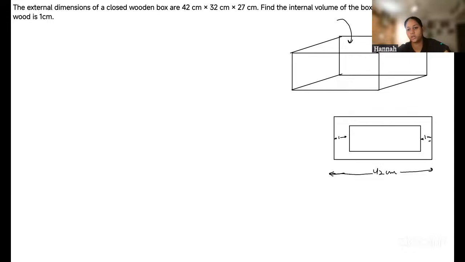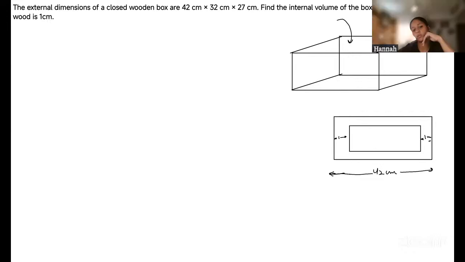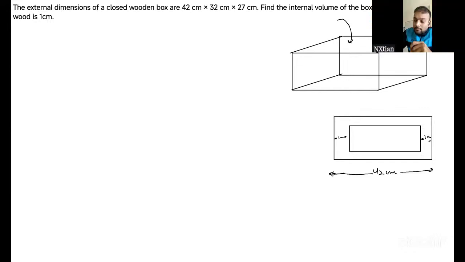Find the internal volume. How will you find the internal volume in this case? The thickness is given as 1 centimeter, and the external is given as 42. So the internal dimension will become 42 minus 1 into 2, so 40. Because 1 centimeter from here it will deduct, and 1 centimeter from here it will deduct. So it means that the internal becomes 40. Understood? Yes or no? Did you understand?